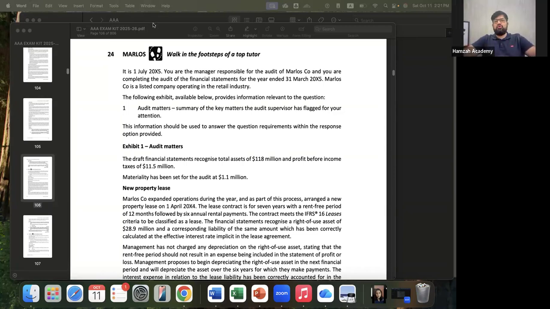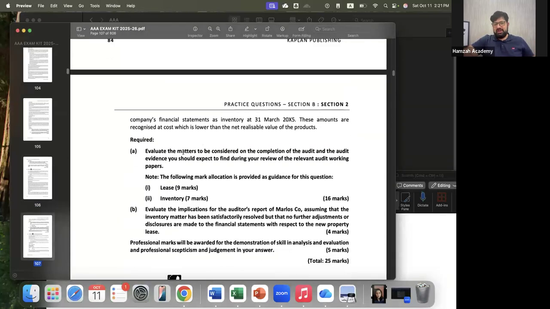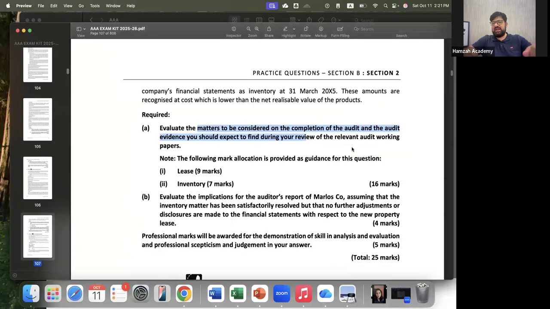All right. I hope you people have gone through it. The first requirement is to evaluate the matters to be considered in the completion of the audit. That is the first part. And the second part is the audit evidence you expect to find during the review of audit working papers.